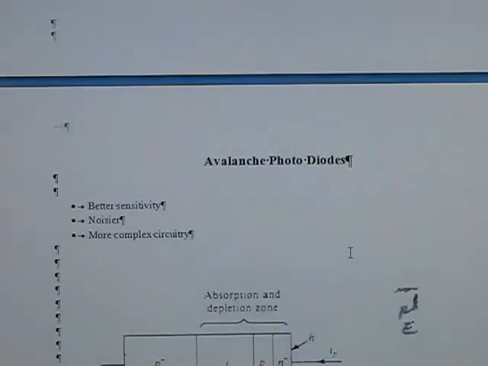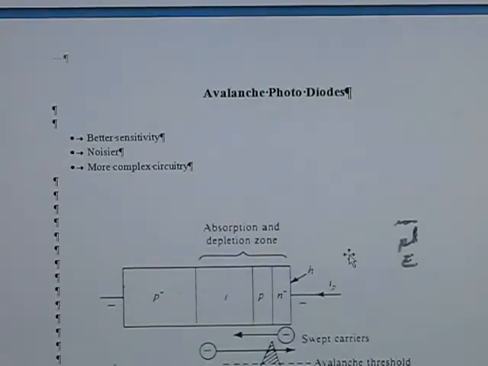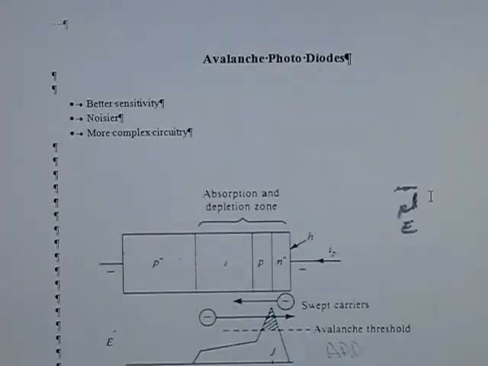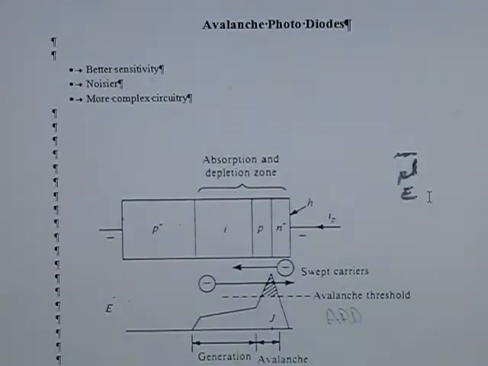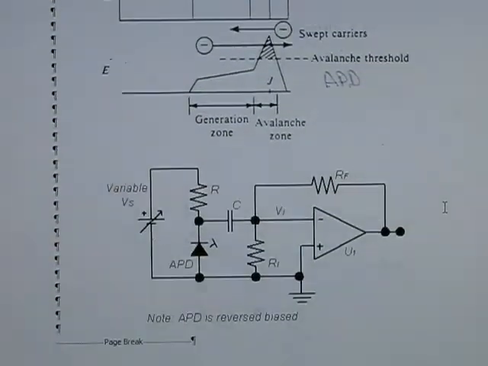Now we have an interesting variation in theme, and that's the avalanche photodiode. And these are its benefits here. It has better sensitivity, it's noisier, and it requires more complex circuitry. Now before we actually look at the diode, let's take a look at the circuitry here. We have an amplifier, and this is the photodiode, and we have the little lambda symbol there that indicates it's associated with light, and it's reverse biased by a variable supply.